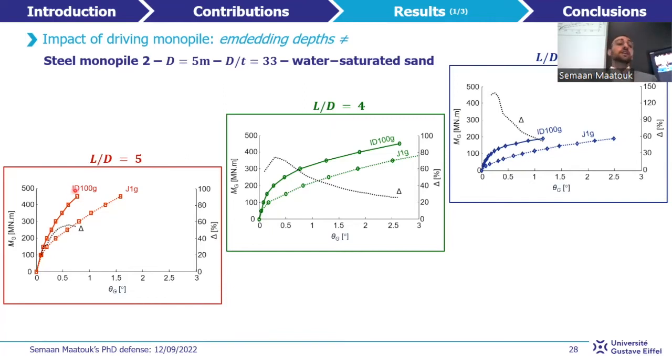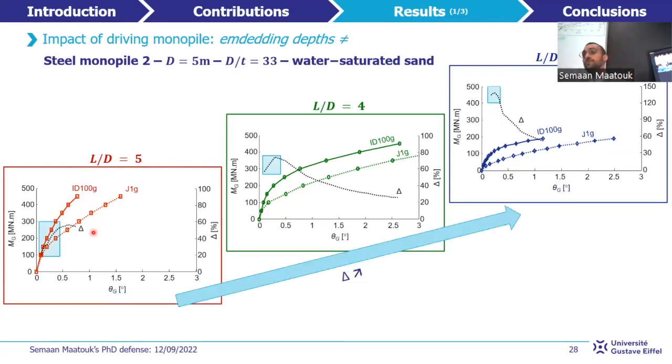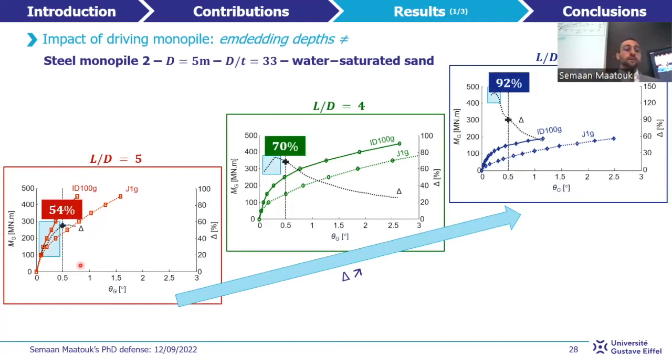on the first model. The lateral resistance of the IG100G test is always greater than the G1G, and the improvement delta is much greater for small displacements, for small loading amplitudes, but also for low length to diameter ratio. At a rotation of 0.5 degree, this improvement delta increased from 54% to 92%. It is about 1.7 times greater, as L over D decreased from 6 to 5.